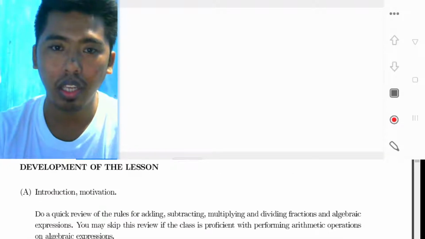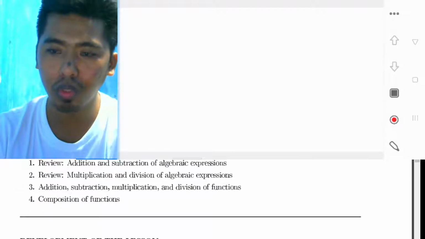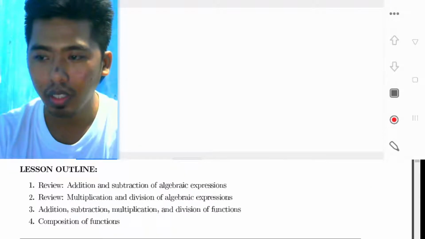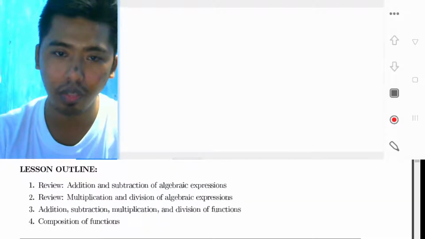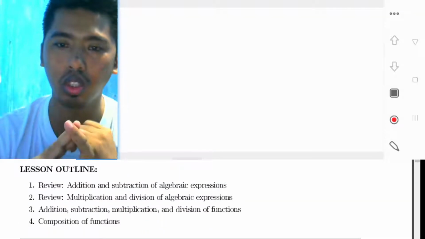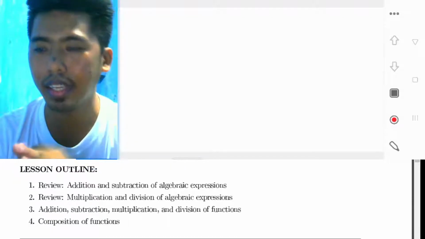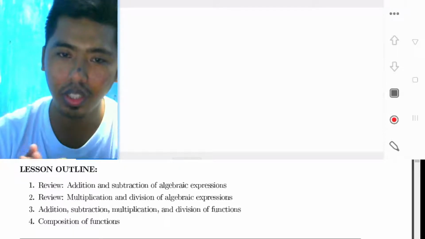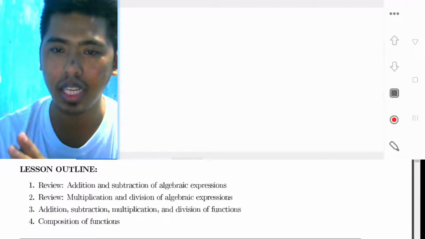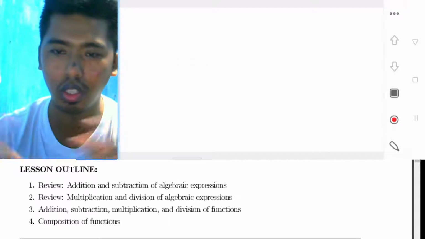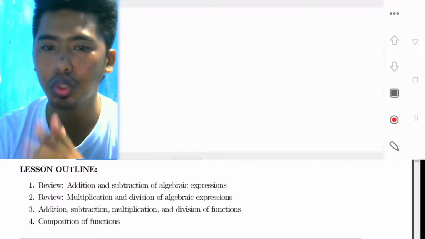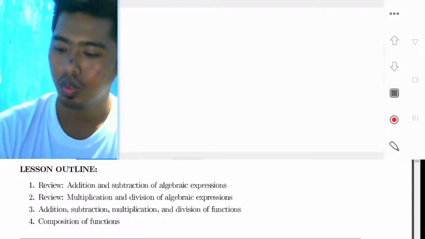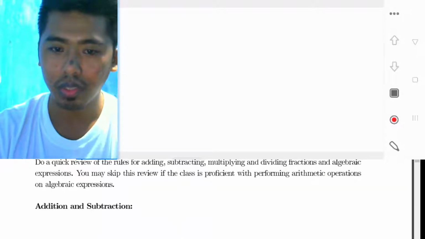In operations on functions, we have a lesson outline here. First, review addition and subtraction of algebraic expressions. Second, review multiplication and division of algebraic expressions. Third, adding, subtracting, multiplying, and dividing functions. And lastly, the composition of functions, or the composite. Let's start with addition and subtraction.